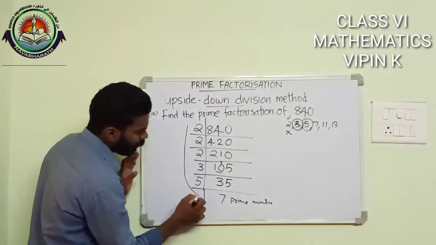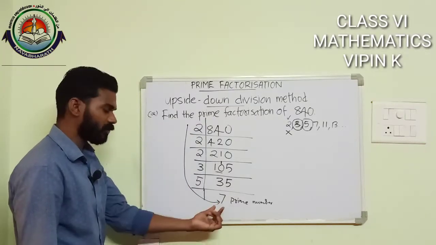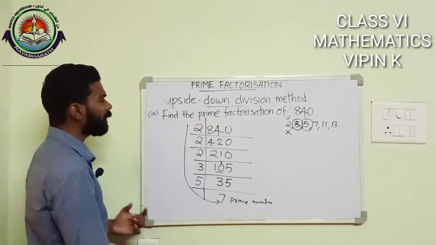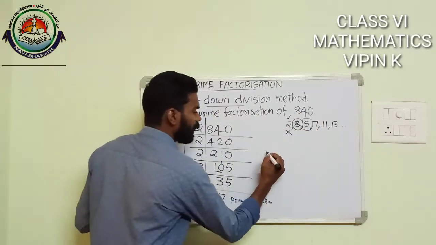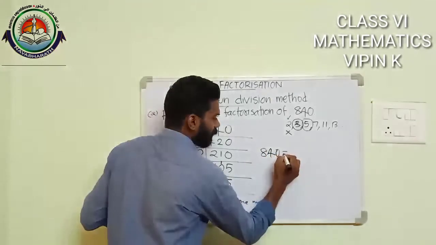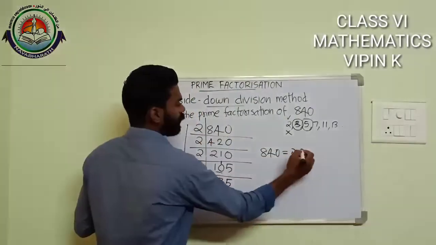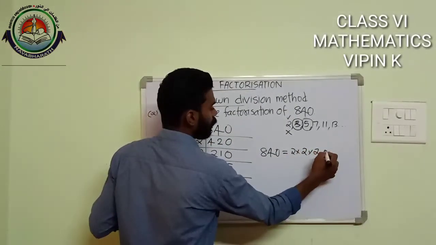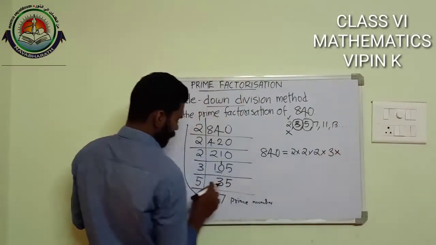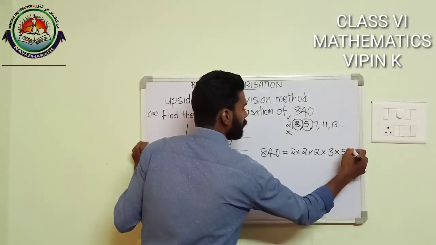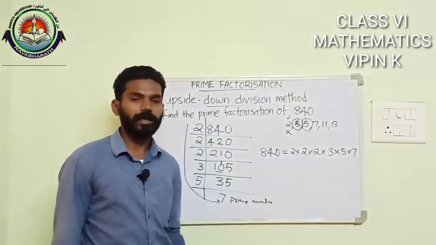And multiplying all those prime numbers starting from here to ending at this prime number last obtained, you can have the prime factorization of 840. So 840 by its prime factorization can be written as 2 into 2 into 2 into 3 into 5 into 7. This would be the prime factorization of 840.